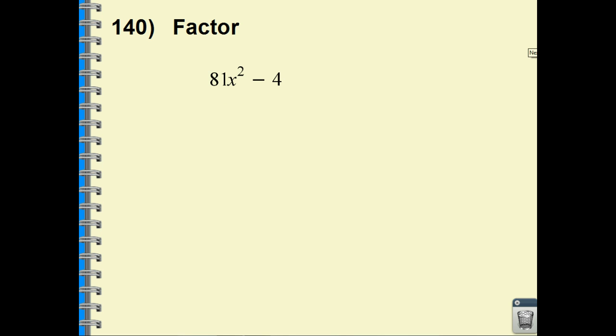Number 140. This is a special rule here. This is called a difference of 2 squares. I notice that my x is a square, my 81 is a perfect square, my 4 is a perfect square, and there's a difference. So when I'm breaking this down, the quick rule is to factor out any common numbers if possible between 81 and 4. There aren't any common factors, so we're going to just keep it as 9x, and 9x will get me my 81x squared. 2 and 2 will get me my 4.